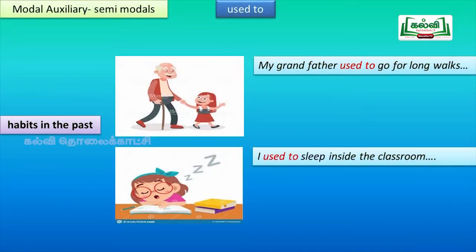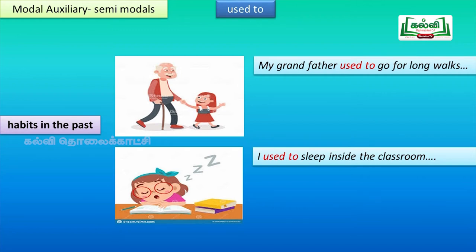Used to. Used to refers to the habits in the past. My grandfather used to go for long walks when he was a young boy. But now he is old. Now he is unable to walk. Right. So the habits in the past can be expressed by using used to. Right. Coming to the next one.